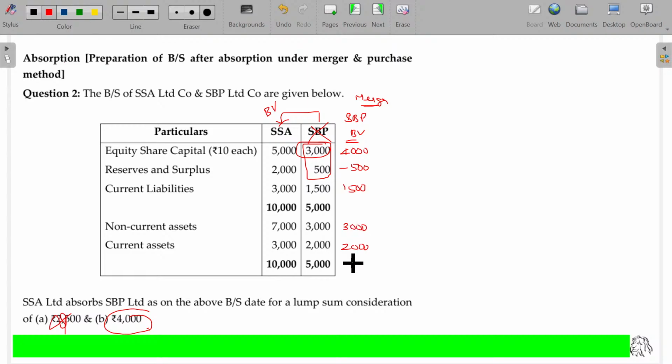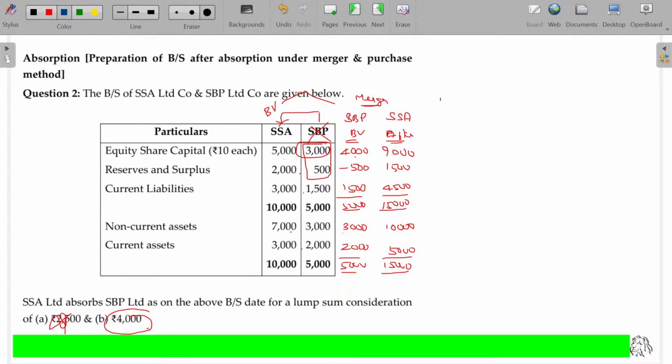Of course, the value will always be tallying. You can cross verify whether the answer is correct or not. Now you have to find out the SSA's balance sheet after merger. After merger, you have to merge these two values: 5,000 plus 4,000, 9,000; 2,000 minus 500, 1,500; 3,000 plus 1,500, 4,500; and 7,000 plus 3,000, 10,000; 3,000 plus 2,000, 5,000. The ultimate total will be 15,000. Here 15,000, you got the value tally.